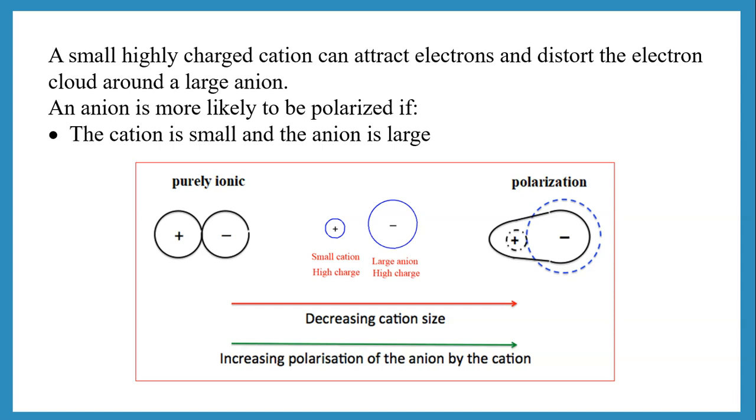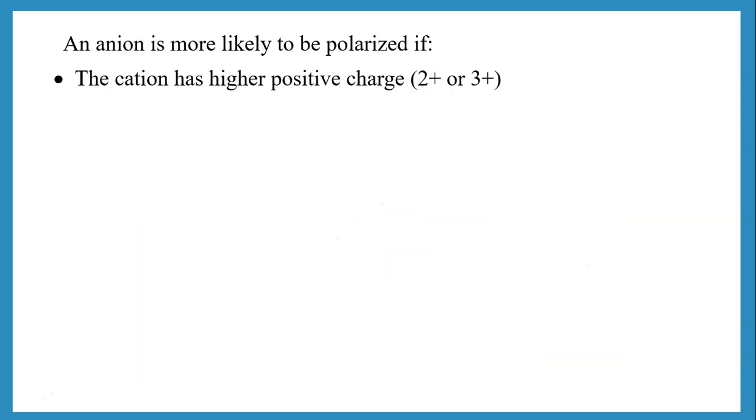But if the cation is small and the anion is big, in that case, the electron cloud around the negative ion is attracted or distorted so that it is polarized towards the positive ion. So one of the important cases in which we have ion polarization is if the cation is small and the anion is large. So a small cation and a large anion would have ion polarization.